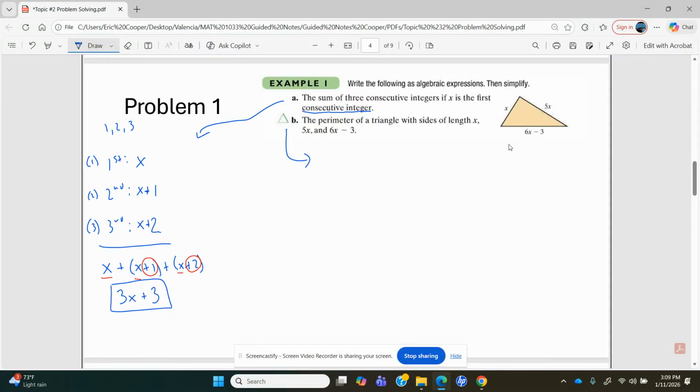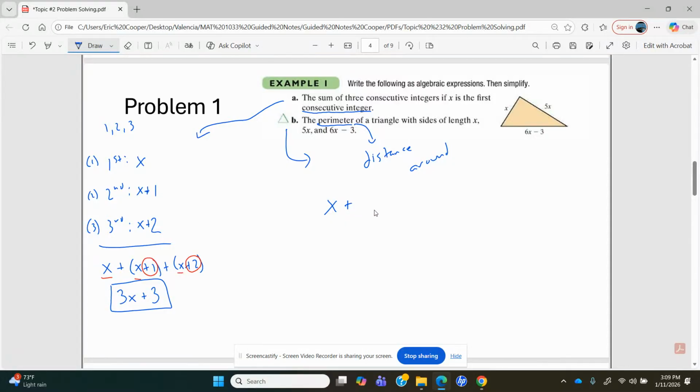For the second problem, we want the perimeter of the triangle given these 3 sides. One of the sides is x, one is 5x, the other one is 6x minus 3. We remember simply that perimeter is the distance around. So essentially, they would want us to add up all the sides. Now, if we had numbers, we would add up all the numbers and get the perimeter, but in this case we just have expressions. So we're going to do like we did on the last problem, and we're just going to add up all the sides.